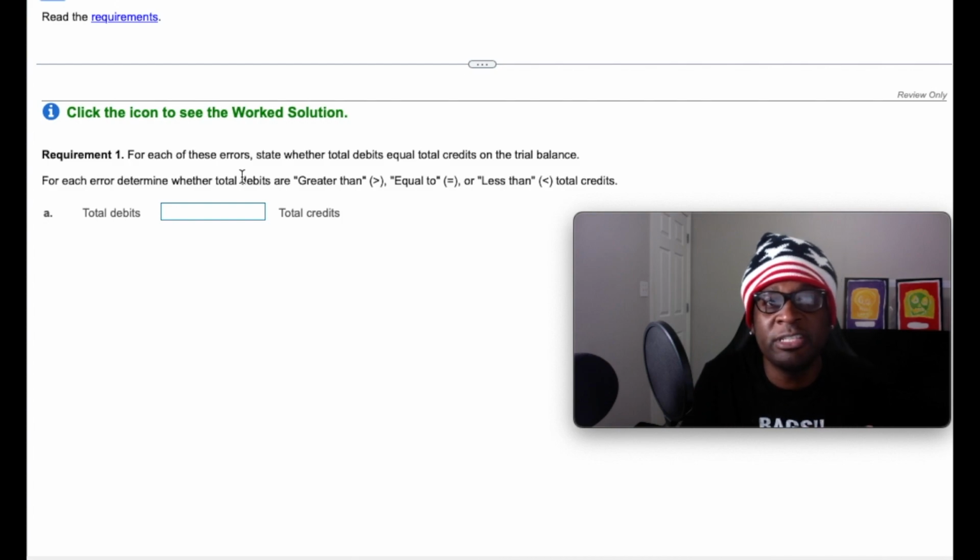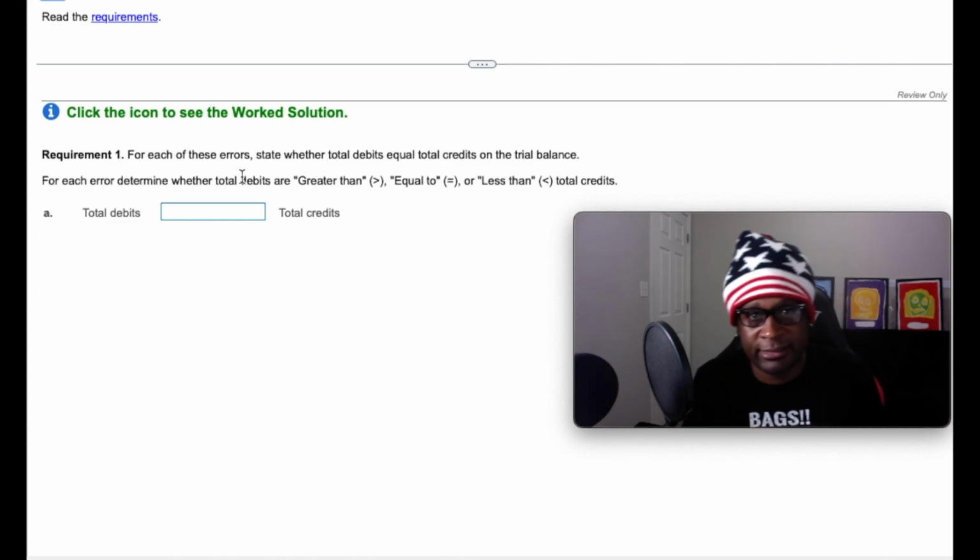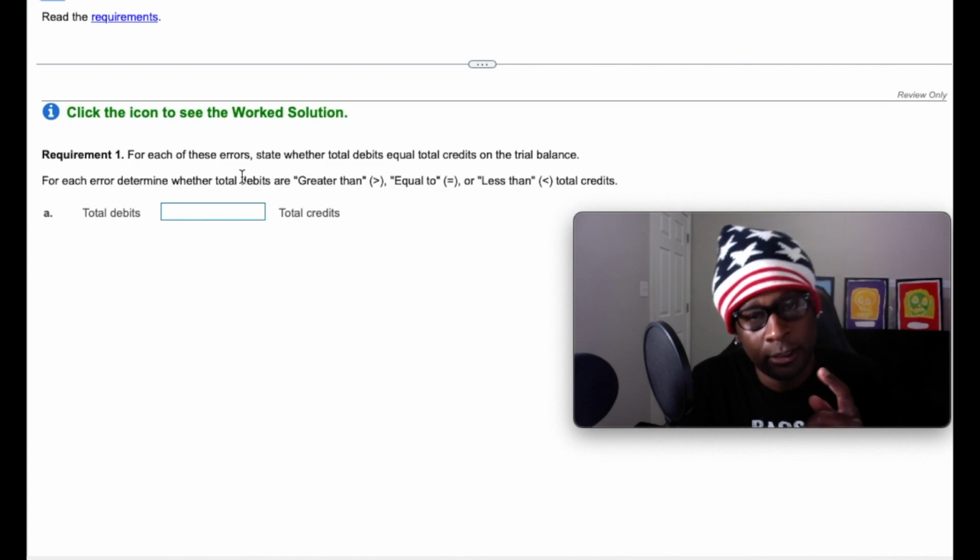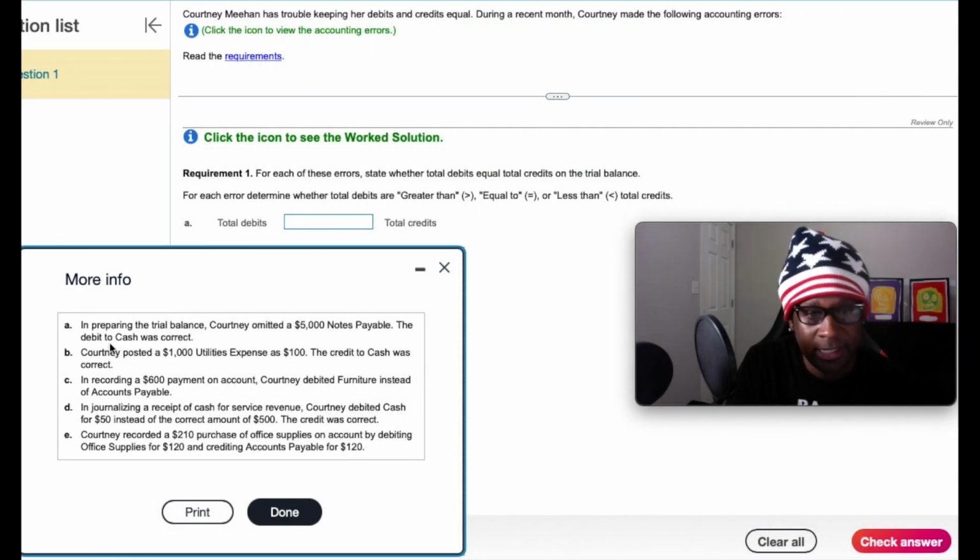And so based on these particular errors that were made, we will be able to decipher whether each side on the trial balance is equal, greater than, or less than the debits or the credits. So let's go to the first one. It tells us in preparing the trial balance, Courtney omitted $5,000 notes payable. The debit to cash was correct.